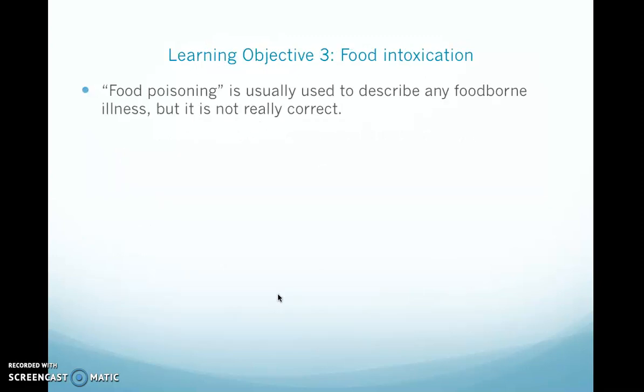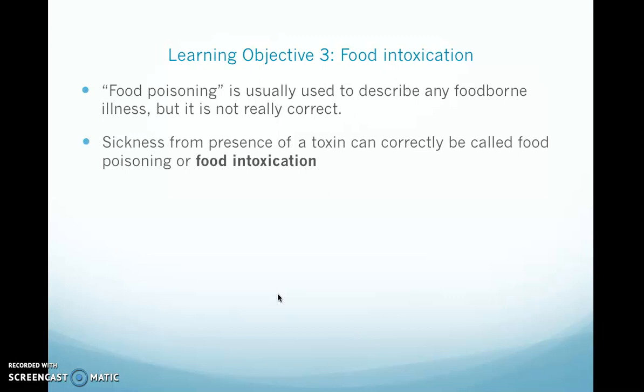Okay, so let's talk about that scenario where the disease is caused by a toxin. This is called food intoxication. The term food poisoning is used a lot, and it's sometimes applied to kind of any foodborne illness, but it's really not correct because you're not getting poisoned by the bacteria. Usually the bacteria are growing and causing a problem. So in the case where it's an actual toxin, that could be called food poisoning. But more correctly, it's called food intoxication.